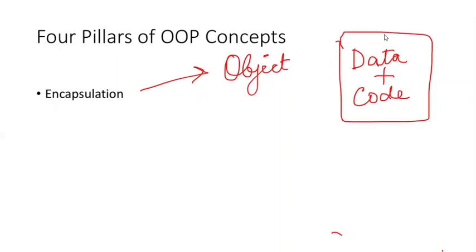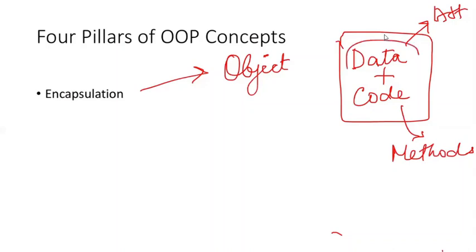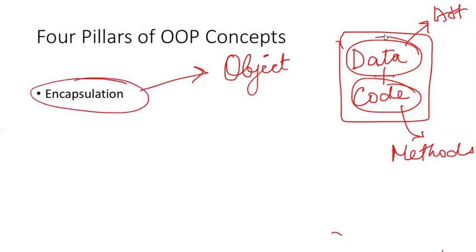These data, we call them attributes, and this code or the actions, we call them methods. So data will describe the object, whereas code will tell us what actions the object can perform. So this putting together of the data and the code as a single unit or a single entity is known as your encapsulation.